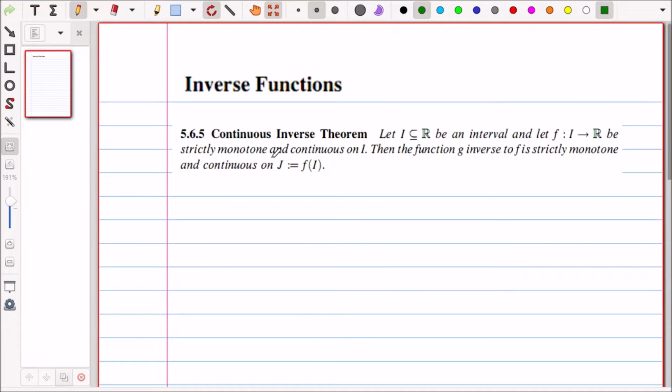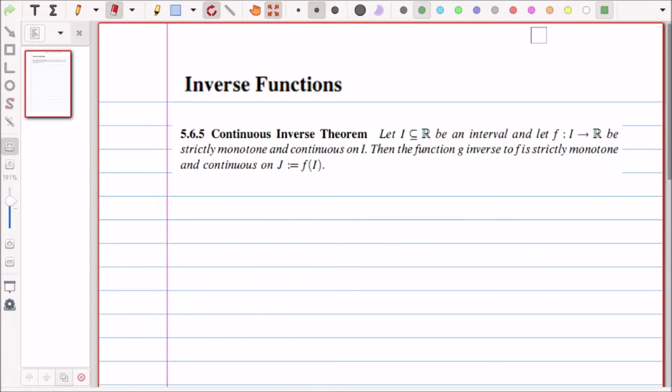Strictly monotone means x1 less than x2 implies f(x1) is less than f(x2). Sorry, monotone means it may be greater or less than: strictly increasing or strictly decreasing. This one is strictly increasing and another one will be strictly decreasing. So strictly monotone means either strictly increasing or strictly decreasing. This is strictly increasing, and similarly if we have f(x1) greater than f(x2), then it will be strictly decreasing, right?